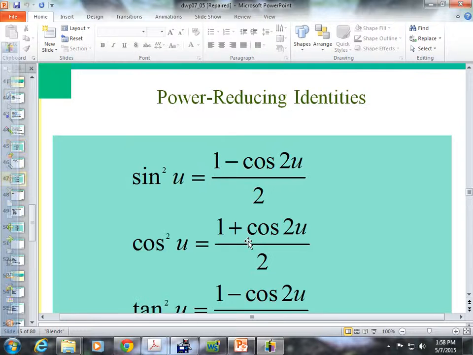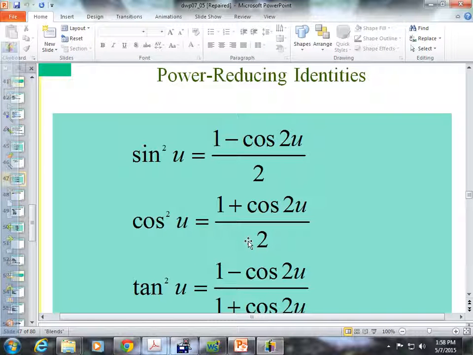We then went from there to the power reducing identities. So sine squared u is 1 minus cosine 2u over 2. Cosine squared u is 1 plus cosine 2u over 2. And then tangent, since tangent is what over what? Sine over cosine, then we can reduce that down to 1 minus cosine 2u over 1 plus cosine 2u. We proved these as well by using the double angle identities.